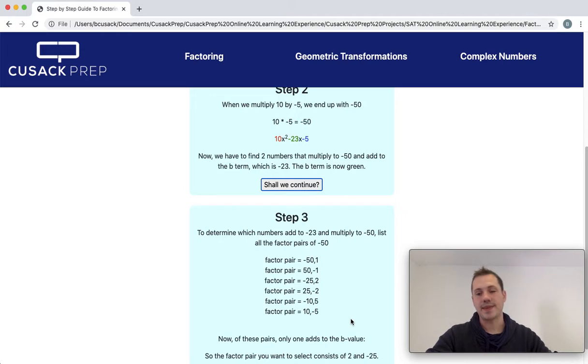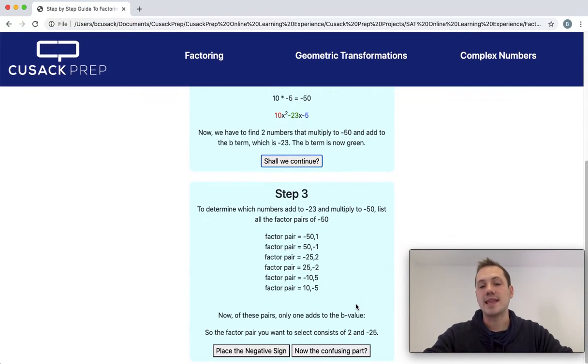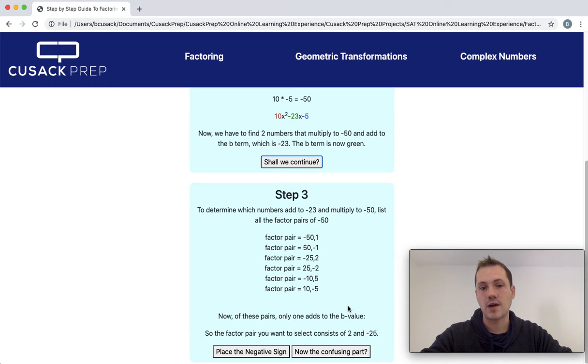The process of doing this and the thoughts that students have to go through involve thinking of all the factor pairs that multiply to negative 50, or at least going until they find one that adds to negative 23. For the purpose of this, we have written out all the factor pairs, and then we are telling the students to figure out which factor pair multiplies to negative 50 and adds to negative 23.